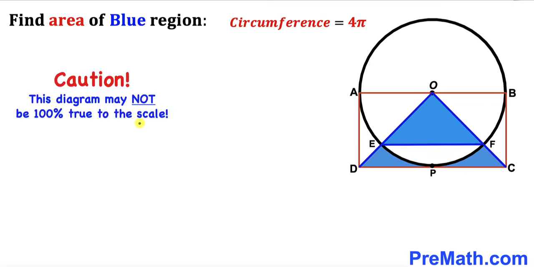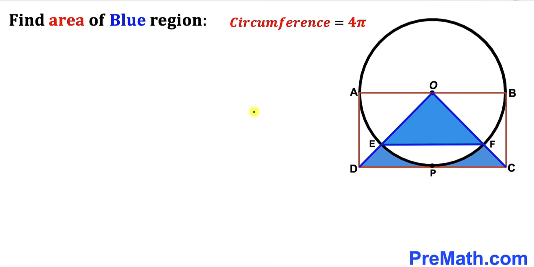Please keep in mind that this figure may not be 100% true to scale. Let's go ahead and get started, and here's our very first step. We know the circumference of this circle has been given to us as 4 pi, and now we are going to calculate the radius of this circle.